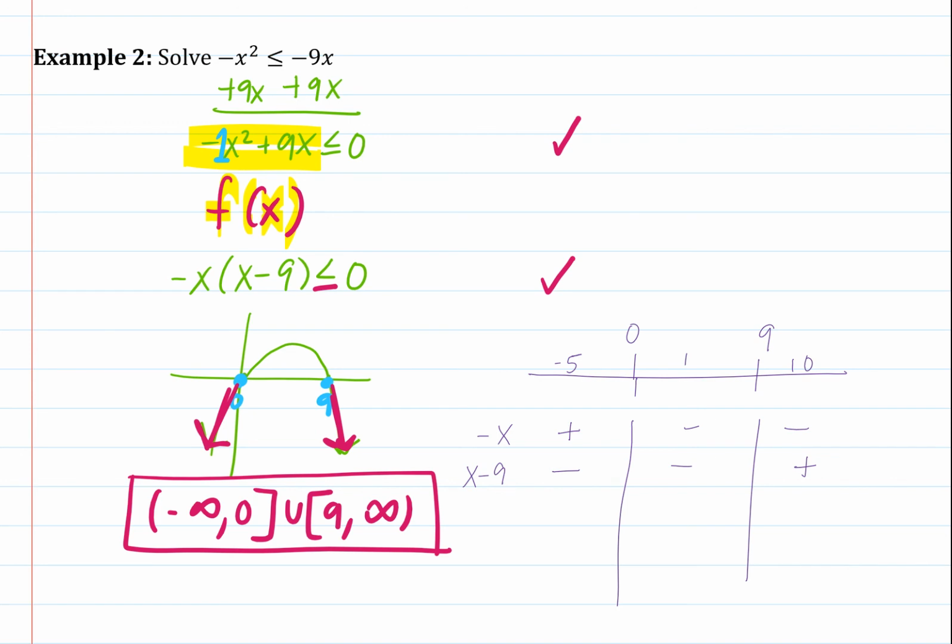And so now I want this product, negative x times x minus 9. Cool. This is easy. A positive times a negative is negative. Negative times a negative is positive. Negative times a positive is negative. Now I want my inequality to be less than or equal to 0. So I'm looking for places where my product is negative or equal to 0. So whether you use the sign chart or you draw a quick sketch, either way you should come up with the same answer.